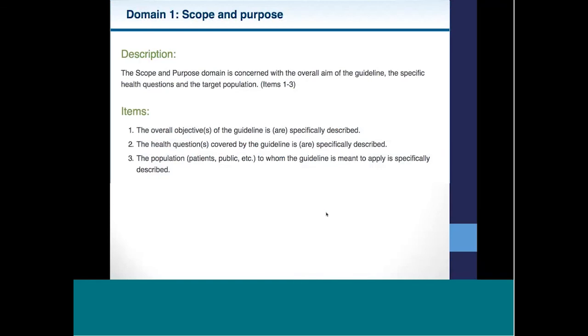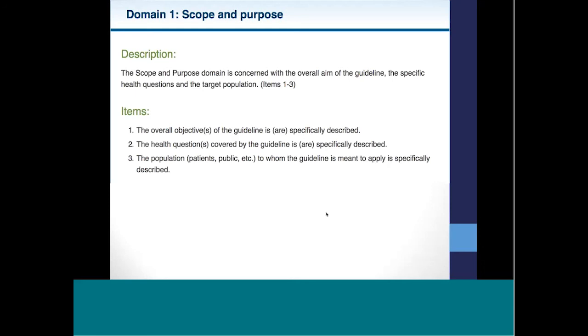So the first domain is scope and purpose. Scope and purpose is a domain that is concerned with how the guideline describes the overall aim. What were the specific questions? What was the aim of the guideline? What was the population that the developers were interested in? So it's a general domain that tries to assess how the guidelines were framed, what the interest was, and what the objectives were when the guideline was framed and developed.